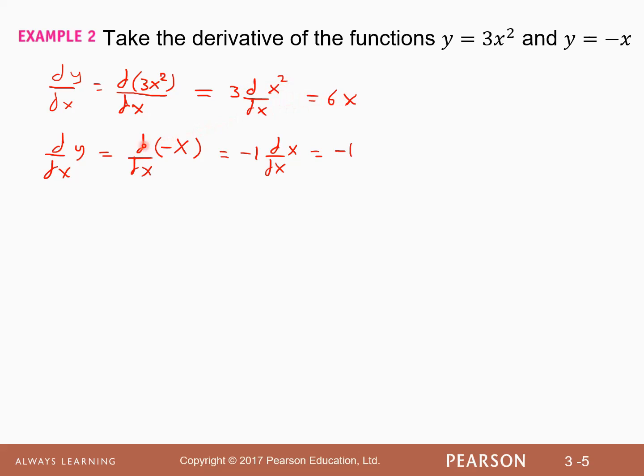The second problem is dy by dx equals d by dx of negative x. So negative x means negative 1 multiplied by x. So we take negative 1 out, and then we do dx by dx, and that's going to give us negative 1.